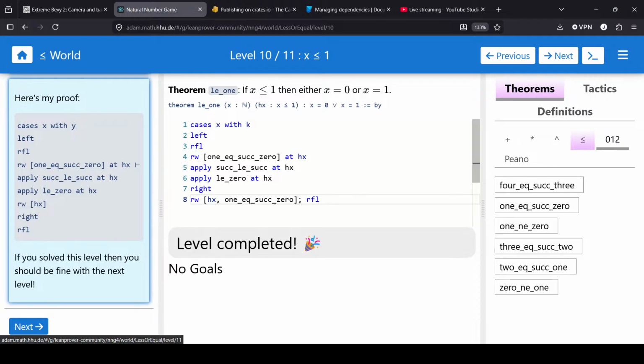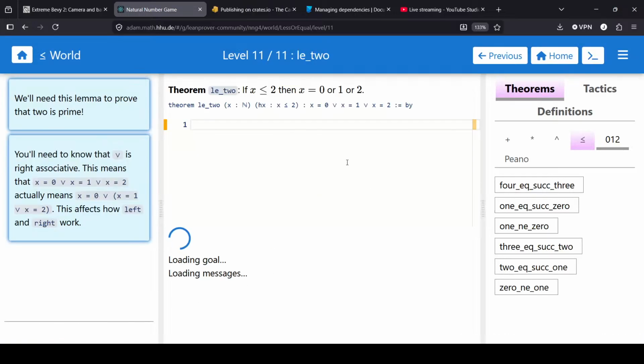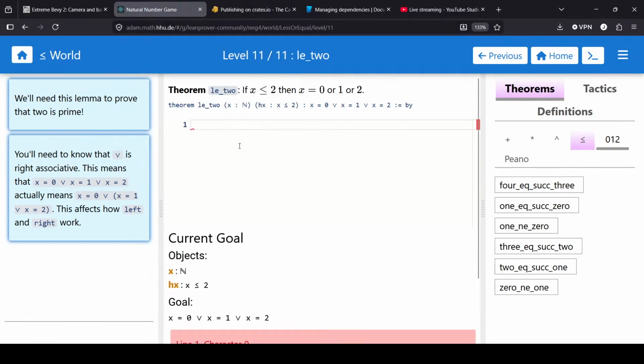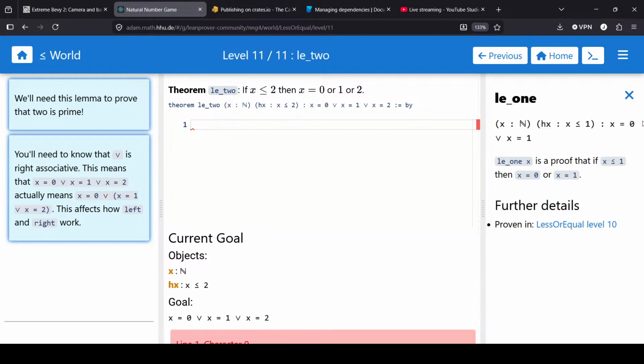Hallelujah. Okay, what did they do? Okay, yeah, they did the same thing, basically. Sheesh. If you solve this all, then you should be fine with the next level. Okay, so this is just do it again, but even harder. Do it harder. I have a low 1. Low 1.